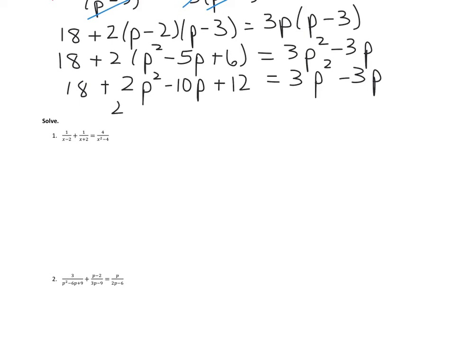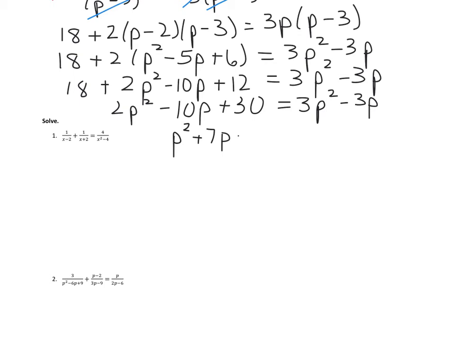Okay, so I'm also going to combine like terms. And now let's start making one side 0. So let's subtract 2p squared. So we'll get p squared. Let's add 10p to both sides. So we're left with 7p. And we'll subtract 30. There you go. All right, so we've made one side 0.